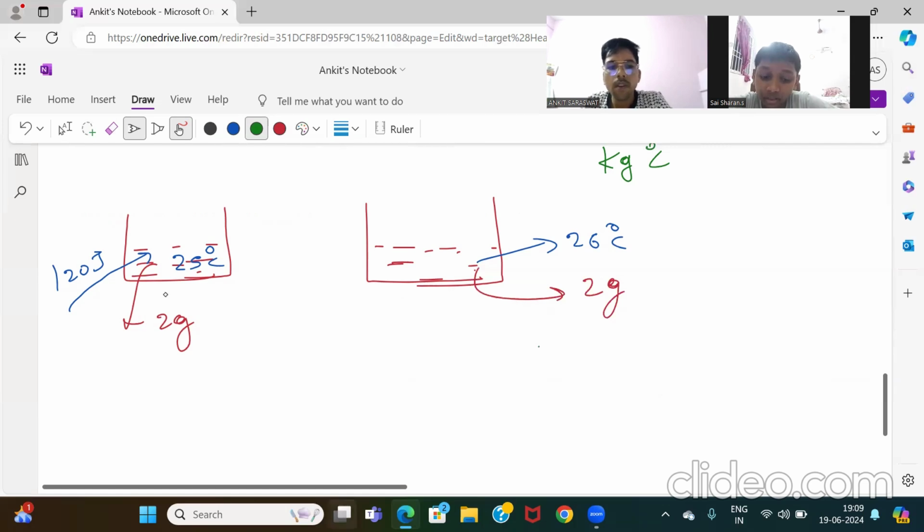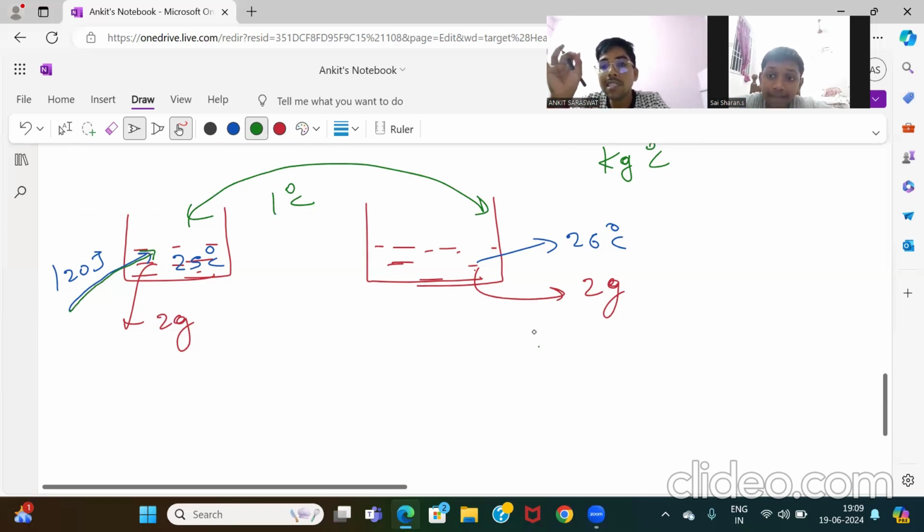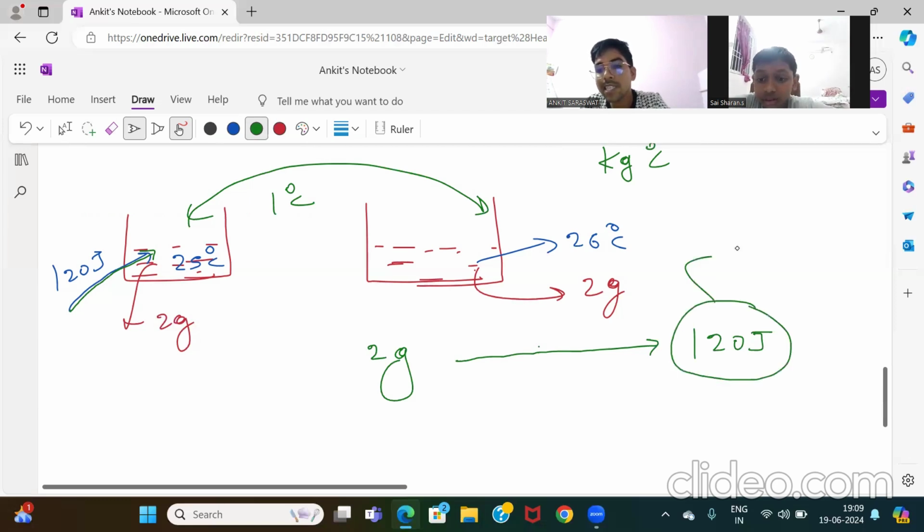Yes, sir. Okay. So for the same 2 gram of water, I am raising the temperature by 1 degree Celsius. The amount of heat required for unit mass of a substance, for unit meaning 1 gram of water, to raise its temperature by 1 degree Celsius, is known as specific heat capacity. For 2 gram of water, how much heat is required to raise its temperature by 1 degree Celsius? 120 joule. This is known as heat capacity.